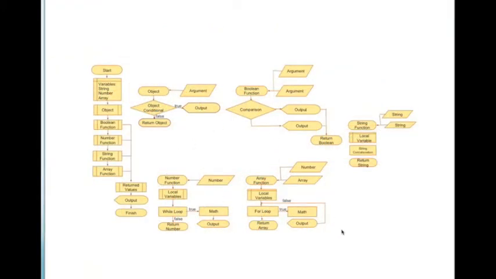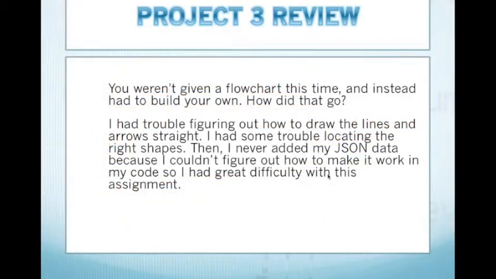This is my chart. As you can see, it's incomplete, and I'll explain why in a minute. You weren't given a flowchart this time and instead had to build your own. How did that go? I had trouble figuring out how to draw the lines and arrows straight. I had some trouble locating the right shapes. Then I never added my JSON data because I couldn't figure out how to make it work in my code, so I had great difficulty with this assignment.